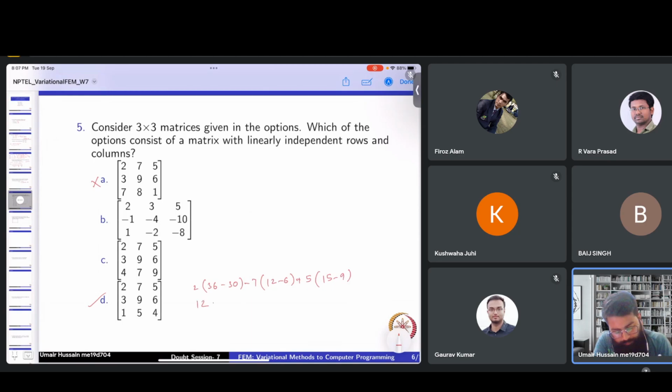We have 12 minus 42 plus 0. Oh, 30. 0. D is not the answer. We'll check for C maybe.